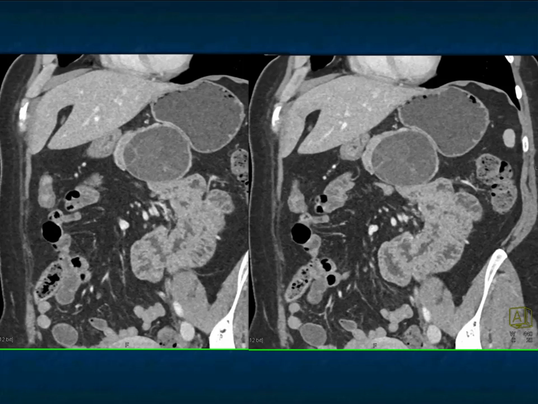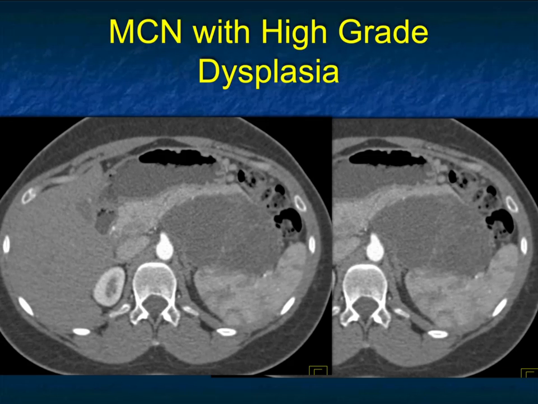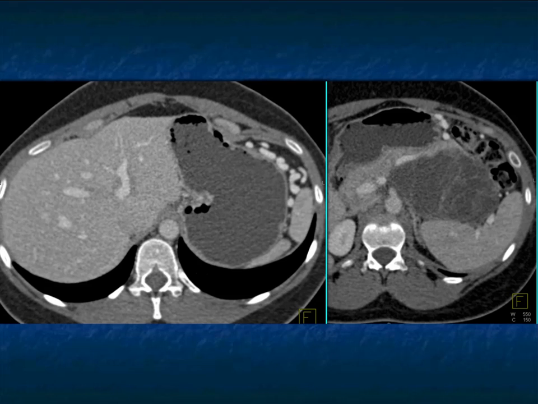Again, this one is low-grade, with multiple septations. Most of them are thin. There's a little bit of soft tissue. There's no dilated pancreatic duct. Another one, cystic, but much larger. Again, your first guess would be a serous cystadenoma, not so much an MCN, but this has septations, is large, in a good location, and this was an MCN with high-grade dysplasia.